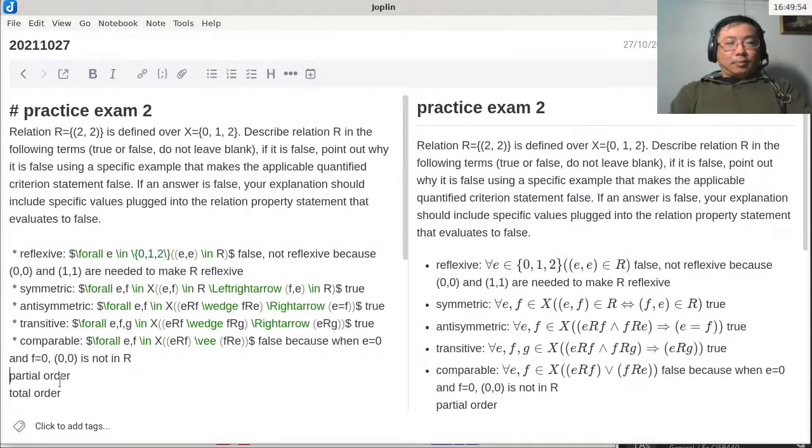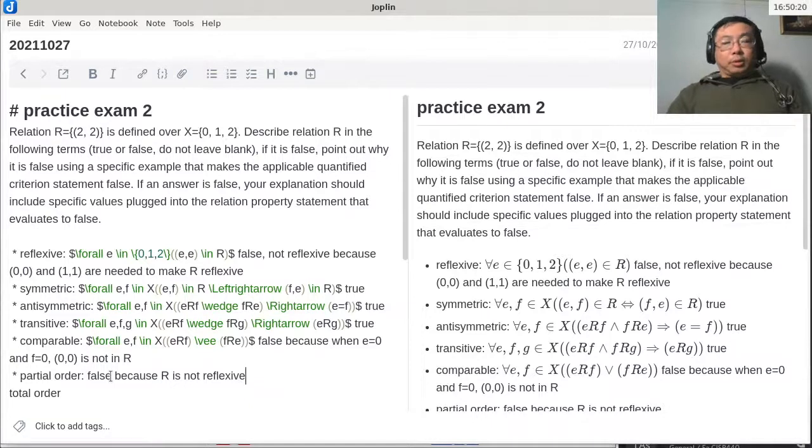So the next one is partially ordered. So now you have to remember what makes a particular relation partially ordered. So this one, you don't have to give me examples anymore. Even if it is false, you don't have to give me examples. So in this case, you can say it is false because R is not reflexive. Because in order for a relation to be partially ordered, it has to be 1, reflexive, 2, antisymmetric, and 3, transitive. This one is not reflexive.